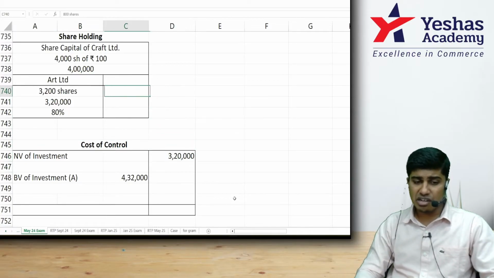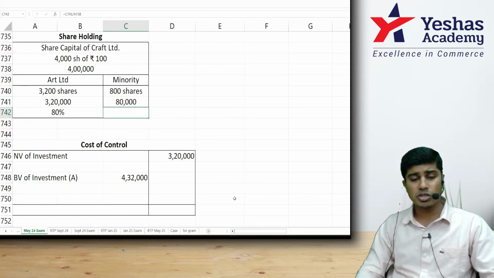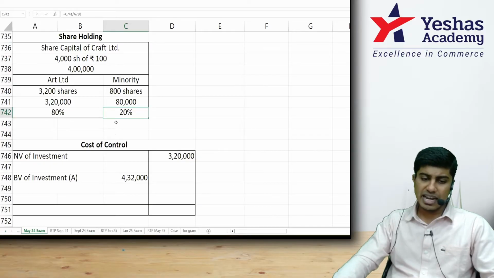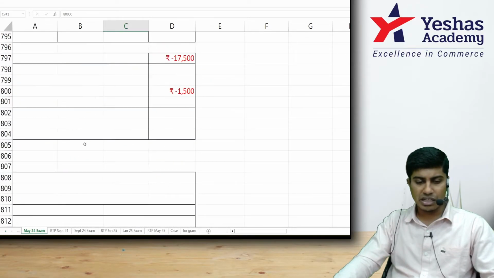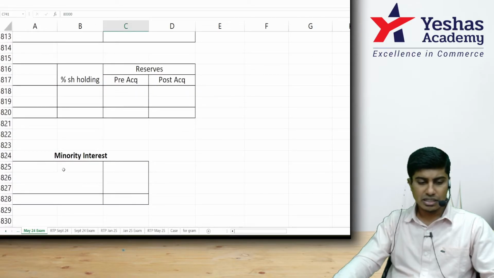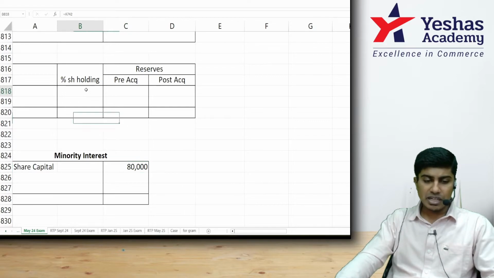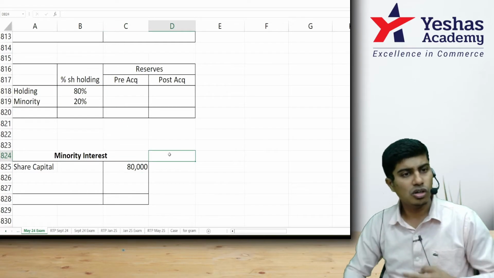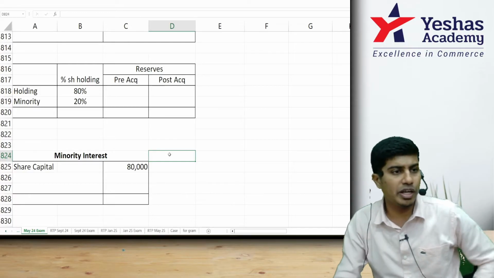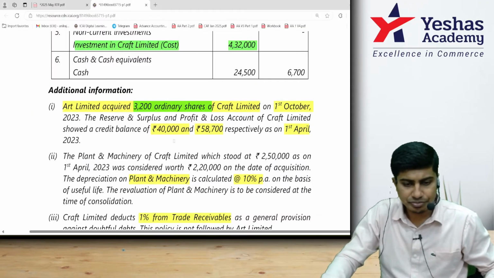And Craft Limited's minority will hold 800 shares, which is 80,000 rupees, which comes to 20%. This 80,000 will go to minority interest. So later at the end, when I prepare one table called minority interest, there I would write share capital 80,000. And 80%, 20%, I would write it here, which will later help me to share my reserves between holding and minority. Am I right? What is after this?